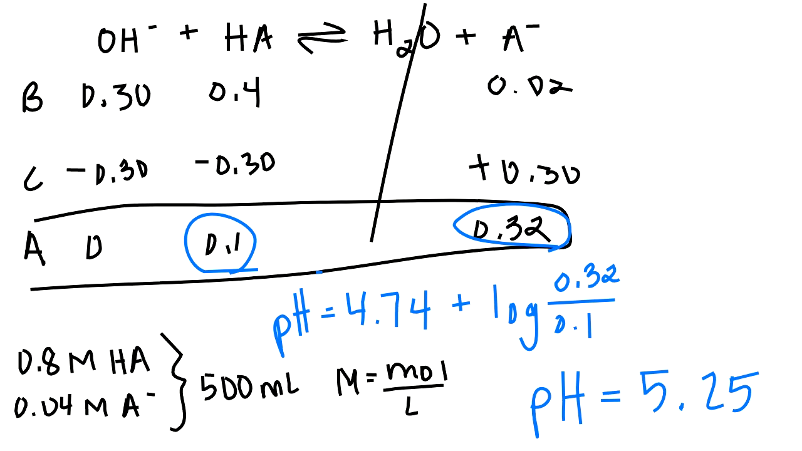And you can always ask yourself, does this answer make sense? Would we expect for our pH to increase? And the answer is yes, because we're adding hydroxide, which means that we're making more of the conjugate base. So if we're making more conjugate base, we're expecting our pH to get more basic, to increase. So this is a good sign that we're on the right track.